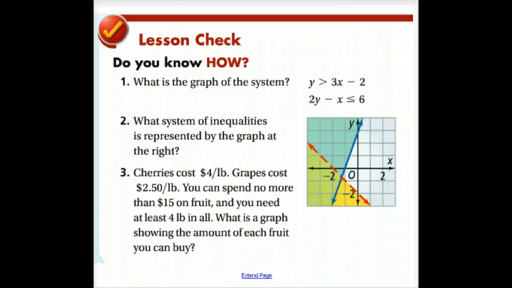Here's your lesson check. Please complete 1 through 3 and bring these problems to class.